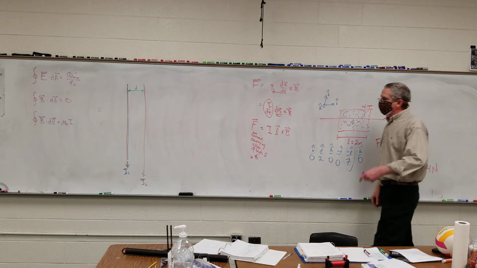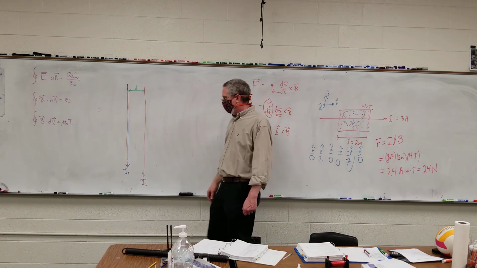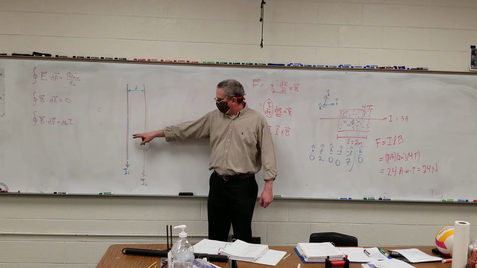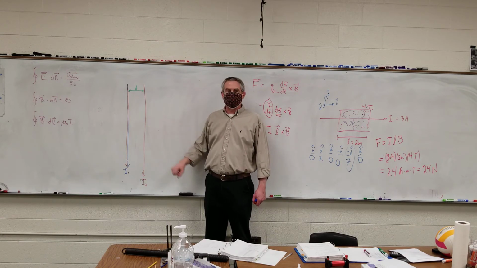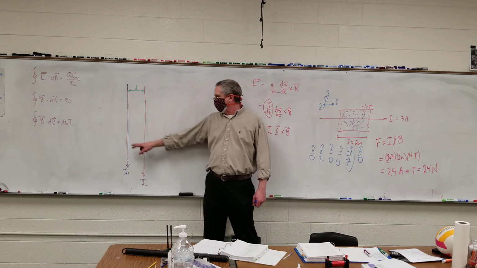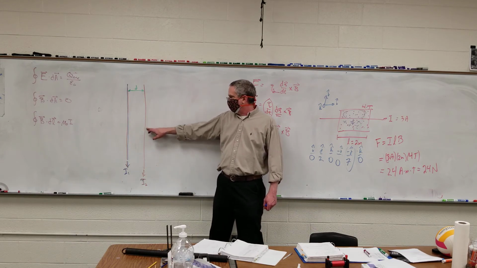So first off, what is the direction of the magnetic field created by wire 1 at the location of wire 2? Direction of the magnetic field created by I1 here.